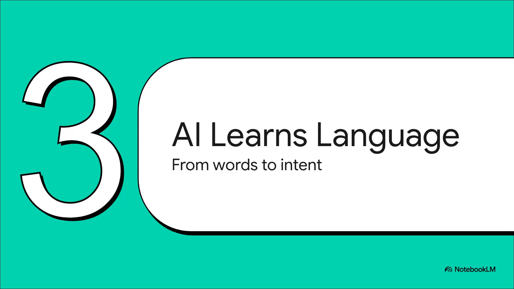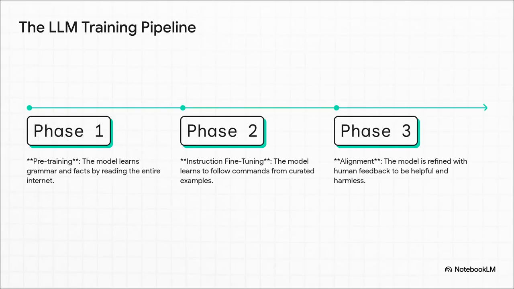Okay, so having a creative engine is awesome, but it's really only half the story. The AI also has to understand what we're asking for, right? It needs to get our instructions. And that's where large language models, or LLMs, enter the picture. So, an LLM doesn't just happen overnight. It goes through this whole training pipeline.